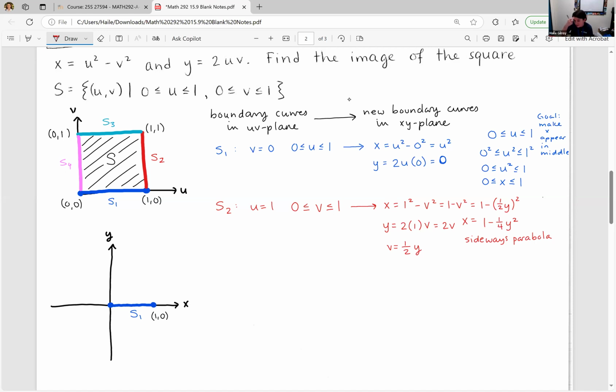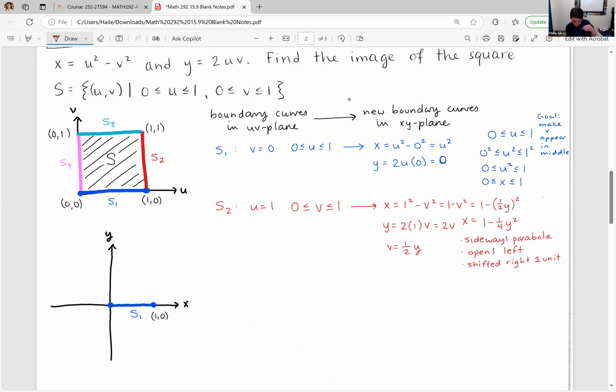Because y squared has a negative coefficient, it opens to the left. And because I've added 1 here, it's shifted right 1 unit. Okay, so if I was going to graph this function now that I know what this UV thing, S2, is in X and Y, it's a sideways parabola, or at least a portion of one where we have y ranging between 0 and 2.